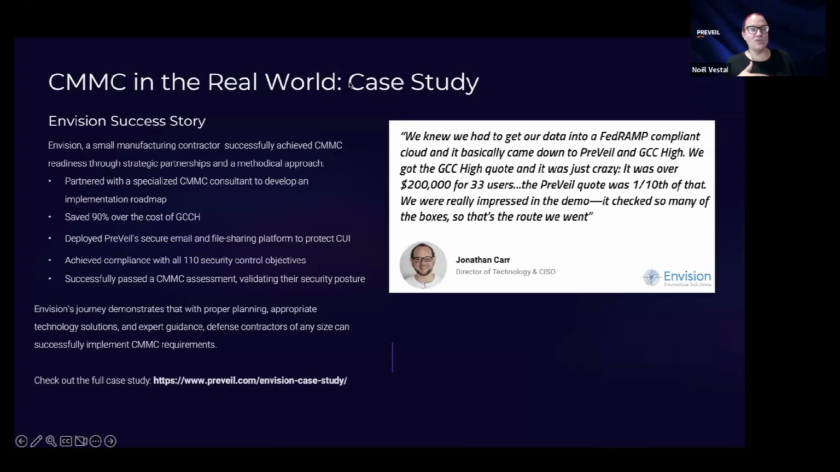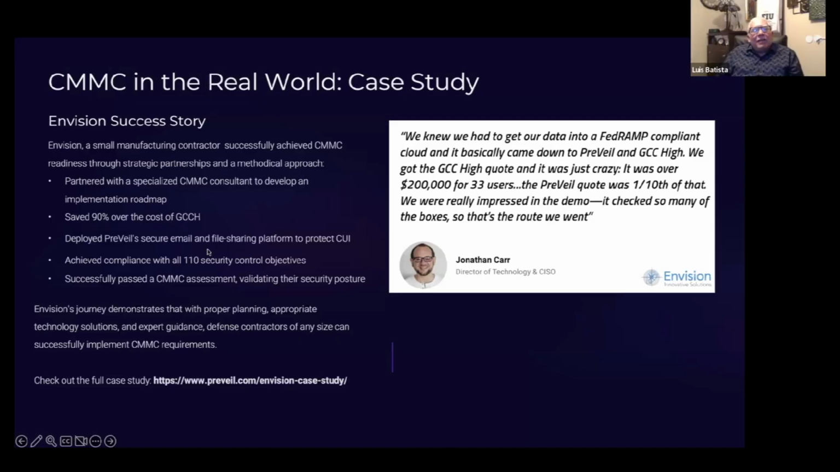Another thing to think about too is look at the market that this company now has, because they are 110 out of 110. So it's a great way to get your business out there and to get more business with the DoD and eventually also in the federal space, since that's where CMMC is going to be moving next.